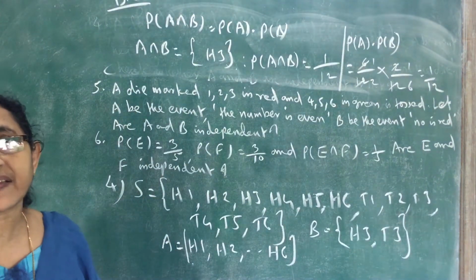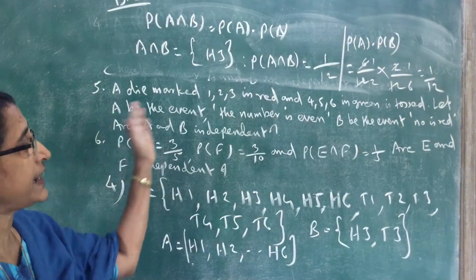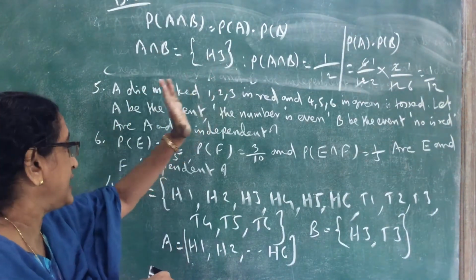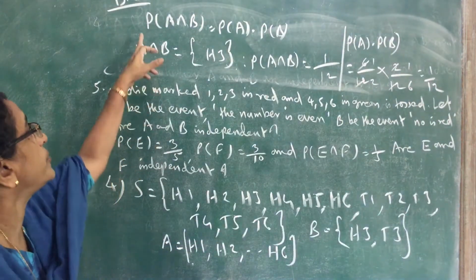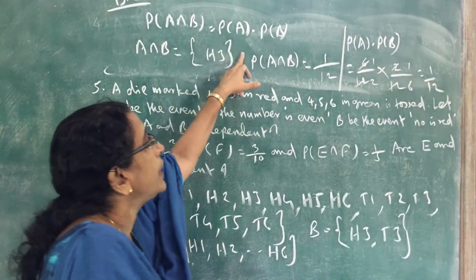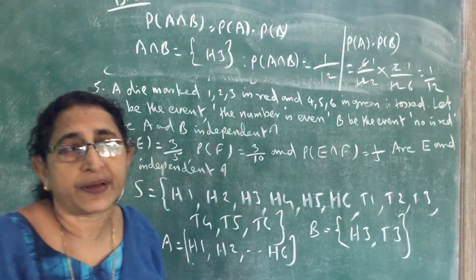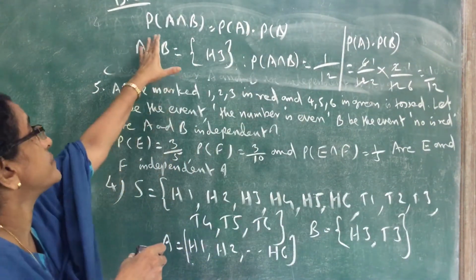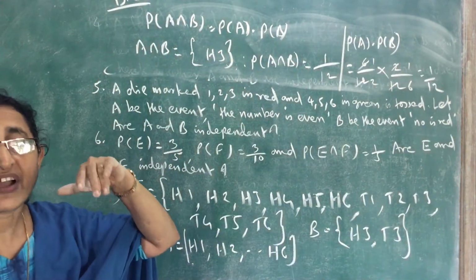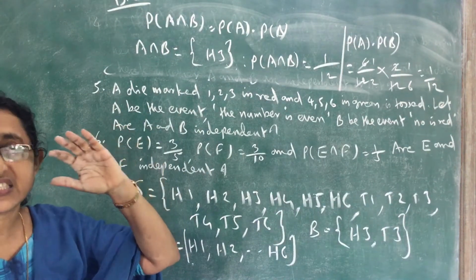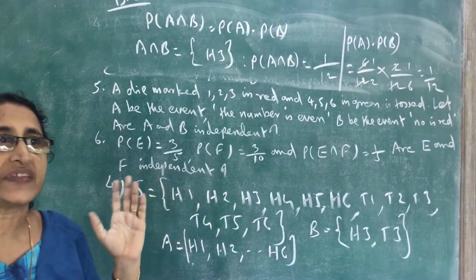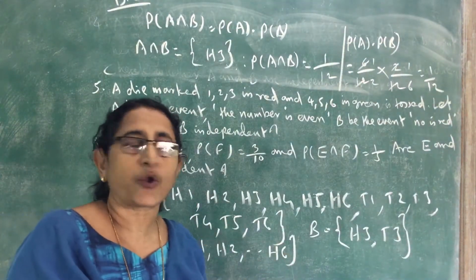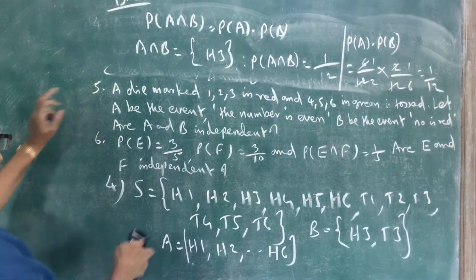The question is, check whether they are independent. So we can write, therefore the events A and B are independent events because probability of A intersection B equals probability of A into probability of B. So you only have to check this condition, whether it is true. Find LHS and RHS and check whether the LHS equals RHS. If they are equal, they are independent events, otherwise they are not. Now see question number 5.